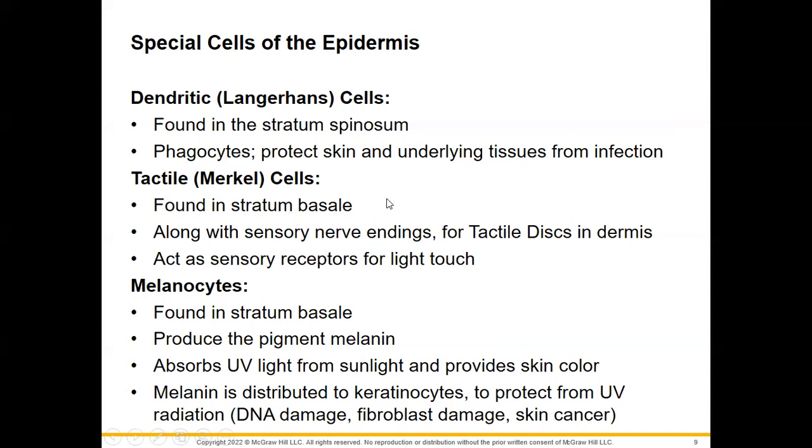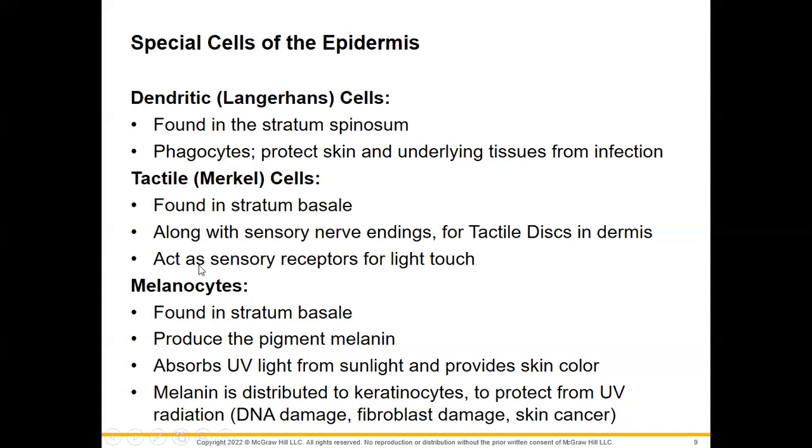So anytime you have light touch, something brushes against your skin, your shirt sits on your body, a feather touches your skin, all of those are considered light touch. And the reason why we can feel that light touch is because of these tactile cells or Merkel cells located in the stratum basale.